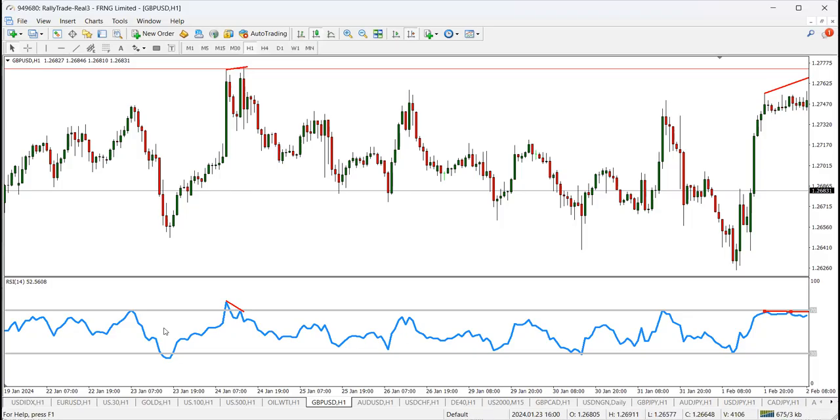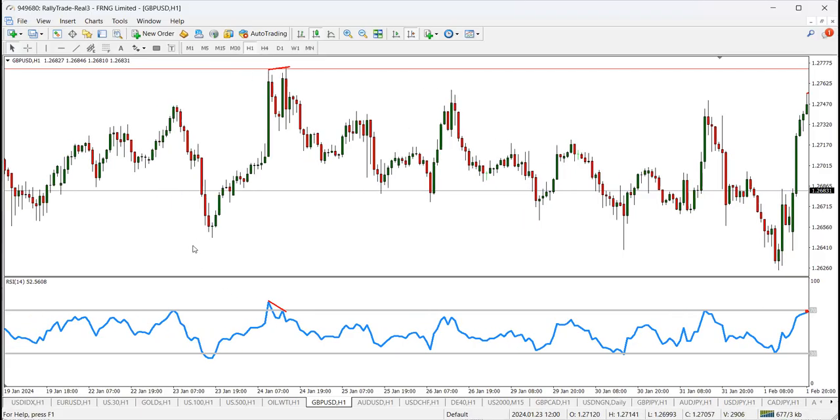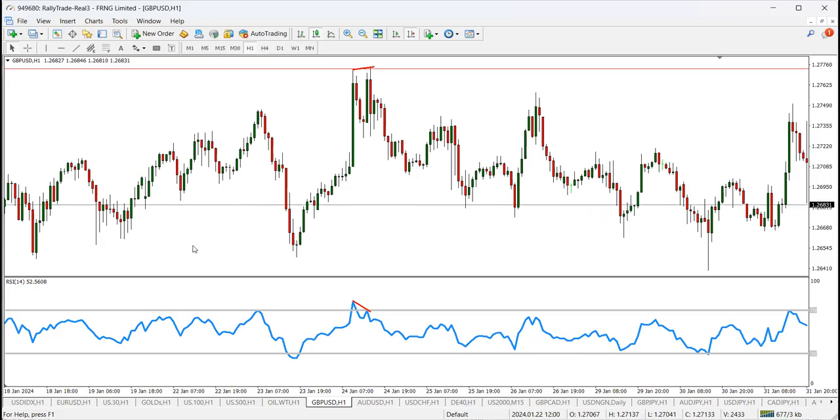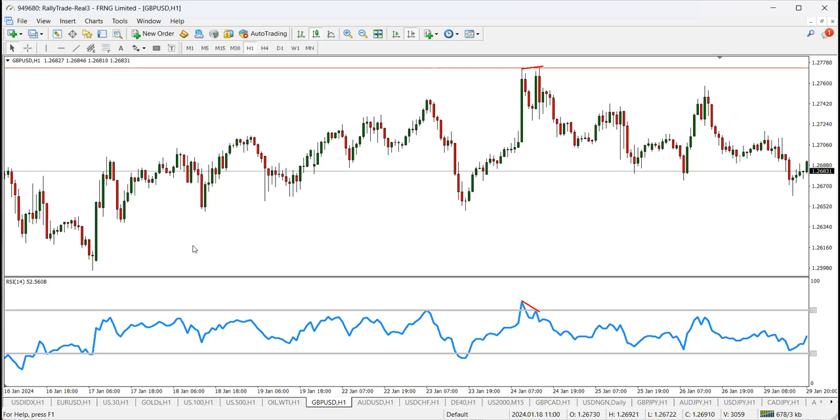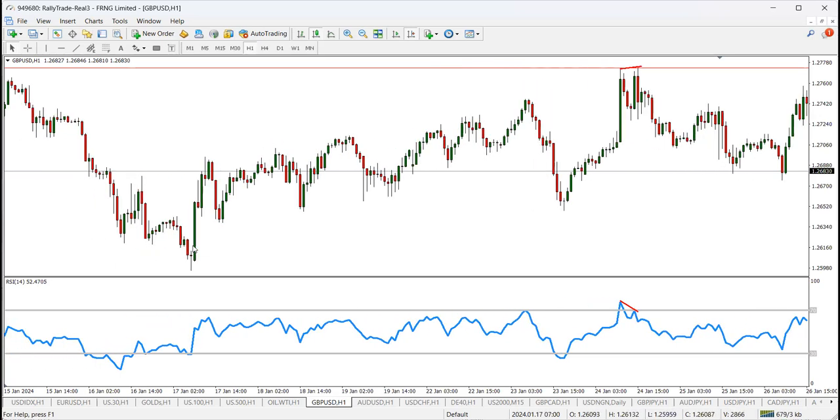It's giving me a lower high. That is a divergence. I expect price to fall from that point here. Okay, so we compare the highs to the highs of the RSI. We compare the lows to the lows of the RSI. And when they are not conforming, we go with what the RSI is showing us. We go with what the RSI is telling us. That is how to trade RSI.